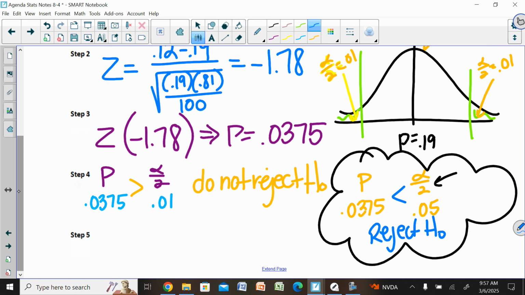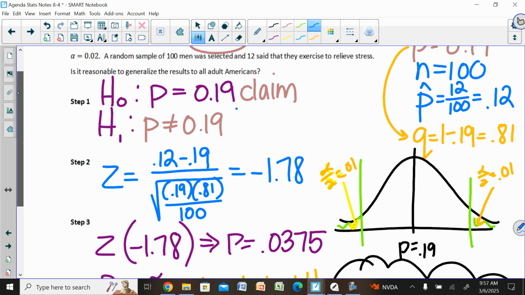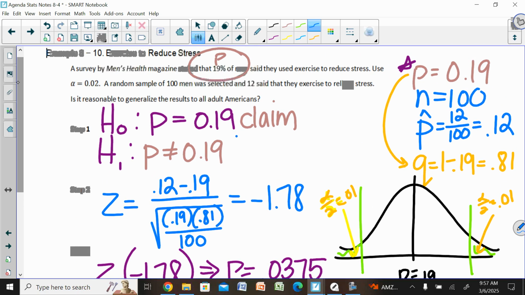It also changes, remember, the probability of making a type 1 error, where H sub 0 is true, but we reject it. So let's see, step 5, we didn't reject. Our claim was H sub 0, which means we've got exactly the same statement. There's not enough evidence to reject the claim that adult American men use exercise to reduce stress. That one was a little harder to get my statement.